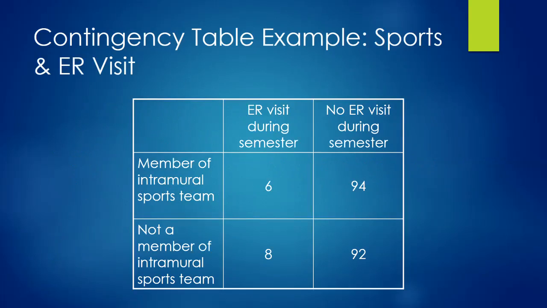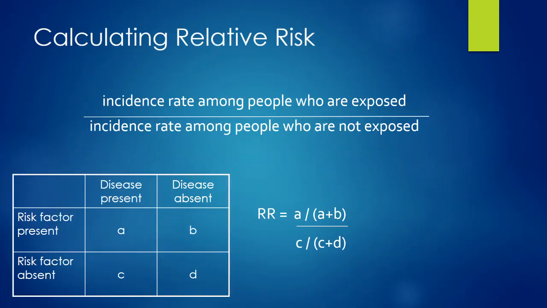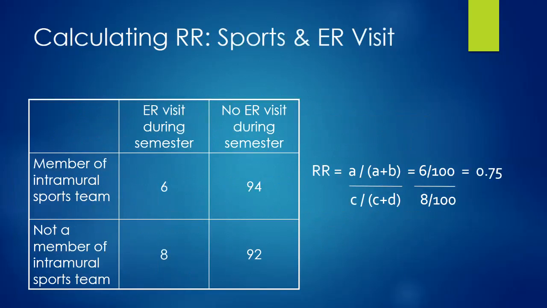Again, we had 6 of the team members and 8 of the non-team members visit the ER, and there were 100 people in both groups. So if we calculated a relative risk here, it's again just the incidence rate among the exposed group divided by the incidence rate in the unexposed group. So filling in the numbers, we'll go back to that slide in a minute. We would have 6 out of 100 in the exposed group divided by 8 out of 100 in the unexposed group. So our relative risk is 0.75.